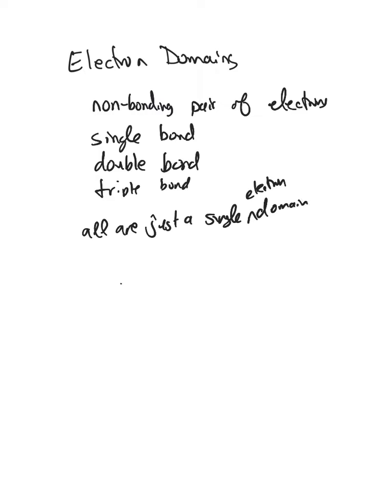So if you look at a molecule like ammonia, it's got 4 electron domains. It's got a single bond, a non-bonding pair of electrons, and 3 single bonds. Each counts as an electron domain. So that's got 4 electron domains.